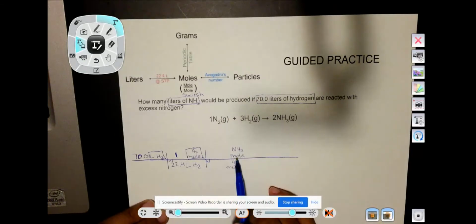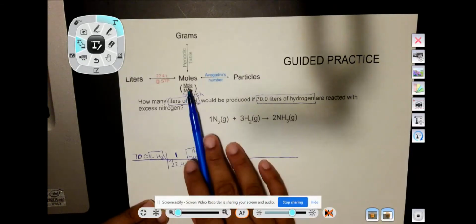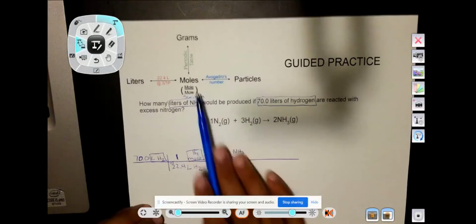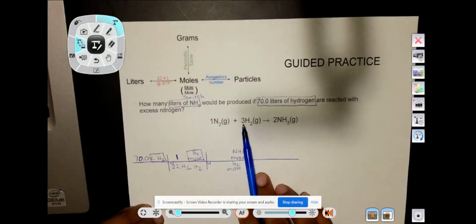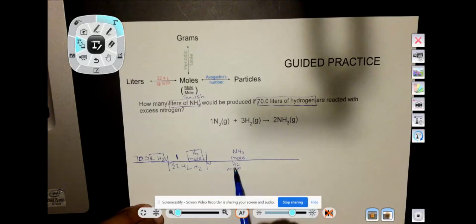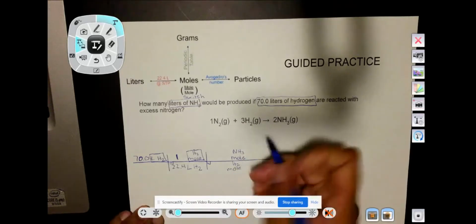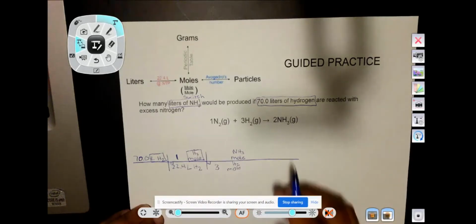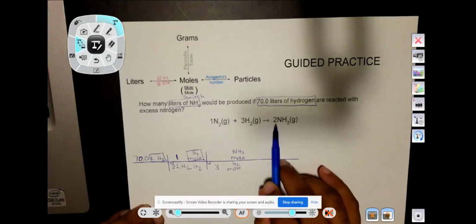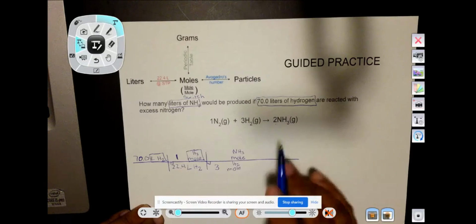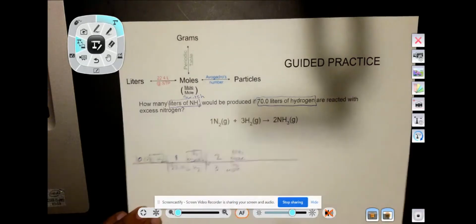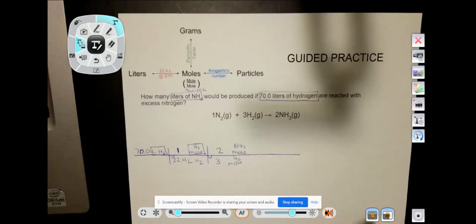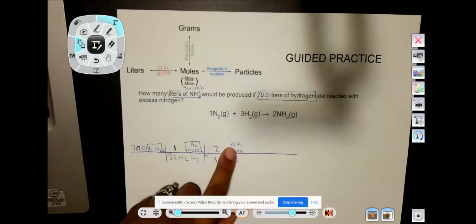And so whenever I'm doing the switch, I'm going to take the coefficients, which are these numbers in front, from each element. So for hydrogen, my coefficient is 3. And then for NH3, my coefficient is 2. Okay. Now I'm at moles of NH3.